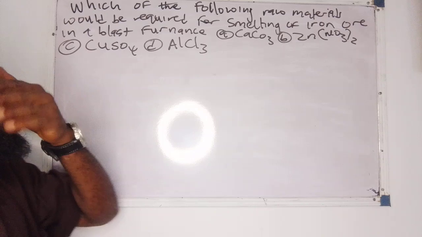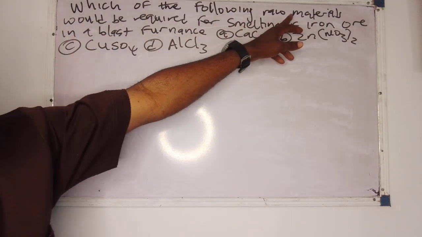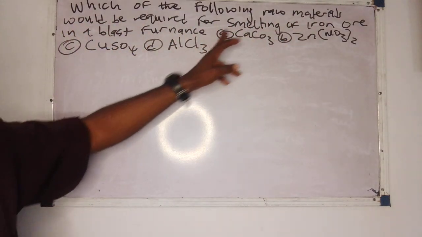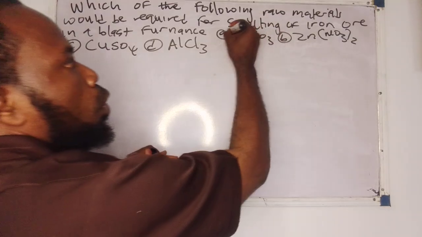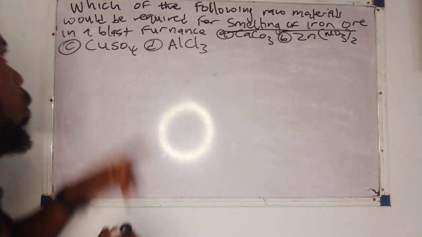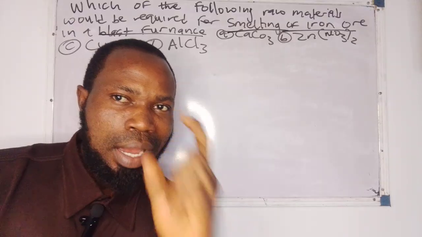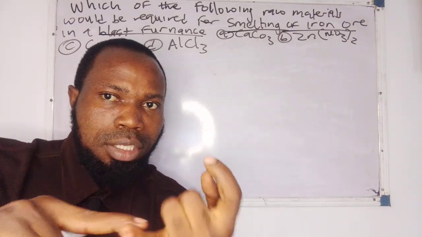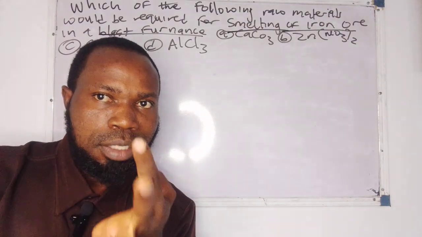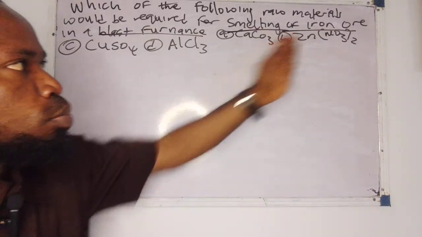Now, look at this question. They said, which of the following raw materials would be required for the smelting of iron ore in a blast furnace? I have brought out two practical areas that you must pay attention to: smelting of iron ore and, of course, the blast furnace. We are not going to jump to the answer.